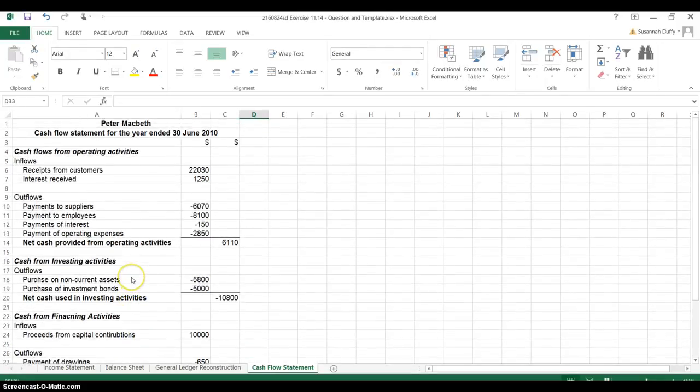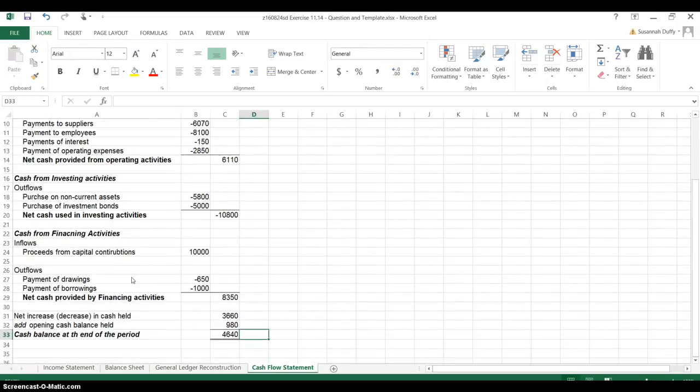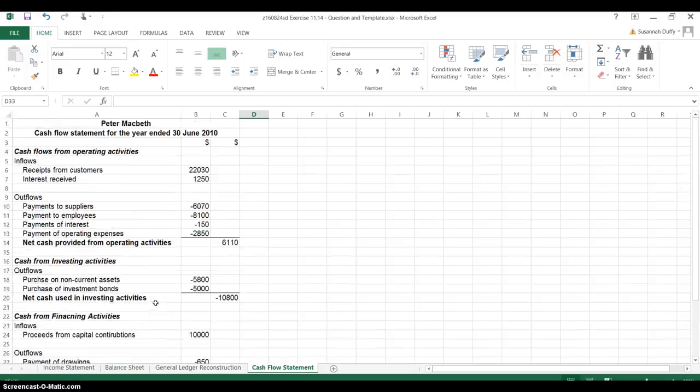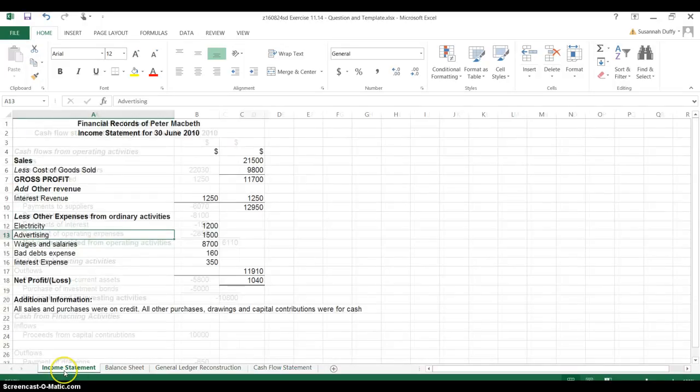And that is how to complete a cash flow statement. Your exam's a little bit more complex than this, but it's a good one to practice. Fantastic.